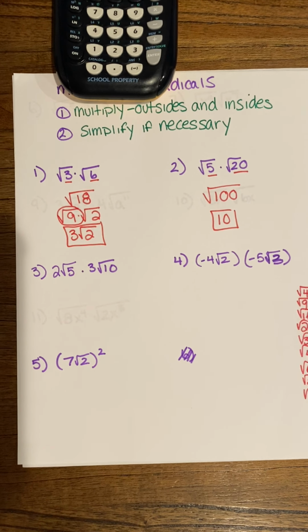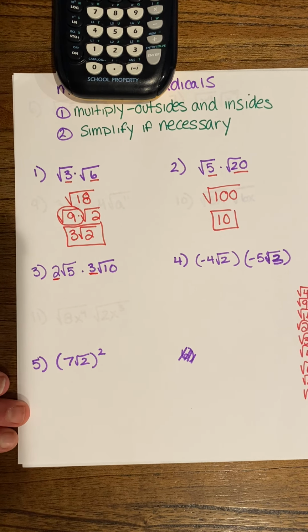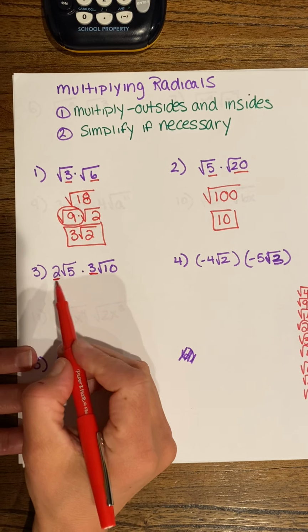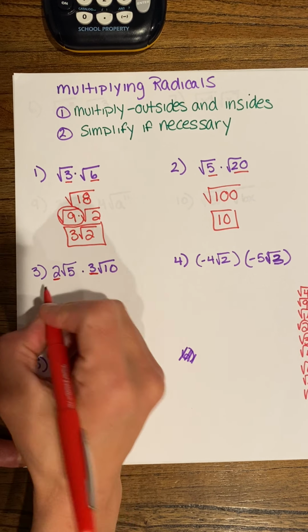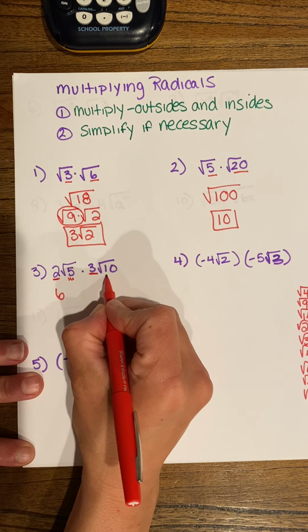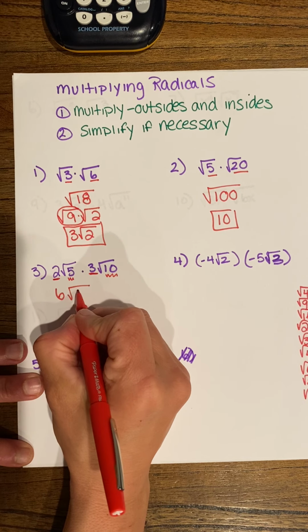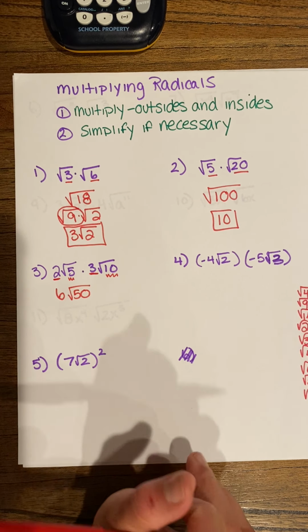Now, when you get to number 3, you will notice number 3 also has numbers on the outside of the radical. That's what I mean up here on the instructions: any numbers on the outside can get multiplied. So this 2 and the 3 can be multiplied to a 6. The numbers on the inside can be multiplied, but remember, if they're on the inside, the result is still inside a radical. So 5 times 10 is 50. So here I have 6 rad 50.